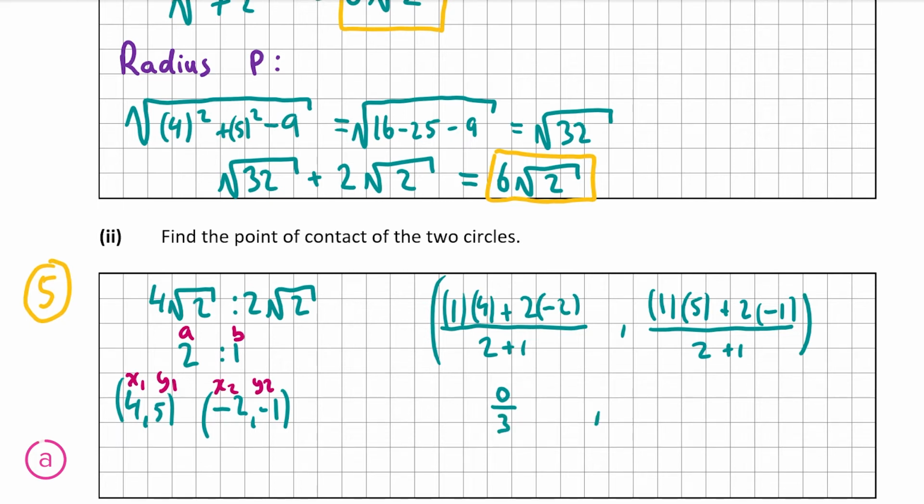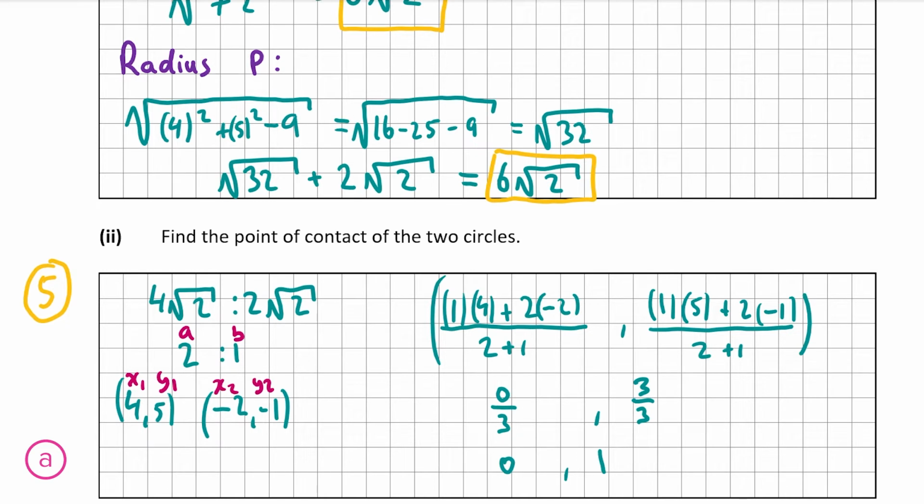And then the y coordinate will be 1 by 5, which is obviously 5, plus 2 by minus 1, which is obviously minus 2. So 5 minus 2 is 3 over 2 plus 1, so 3 over 3. So 0 over 3 is just 0, and 3 over 3 is 1. So therefore, the point of contact between both circles is 0, 1. And that's our answer for A part 2.